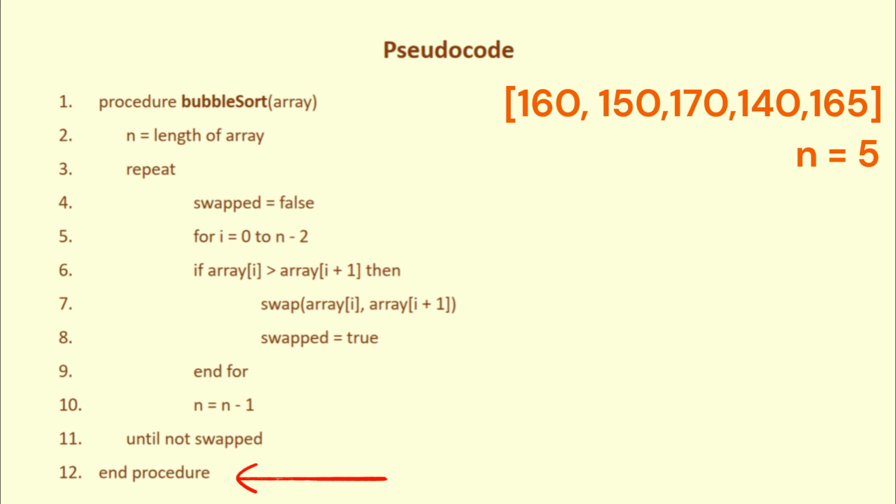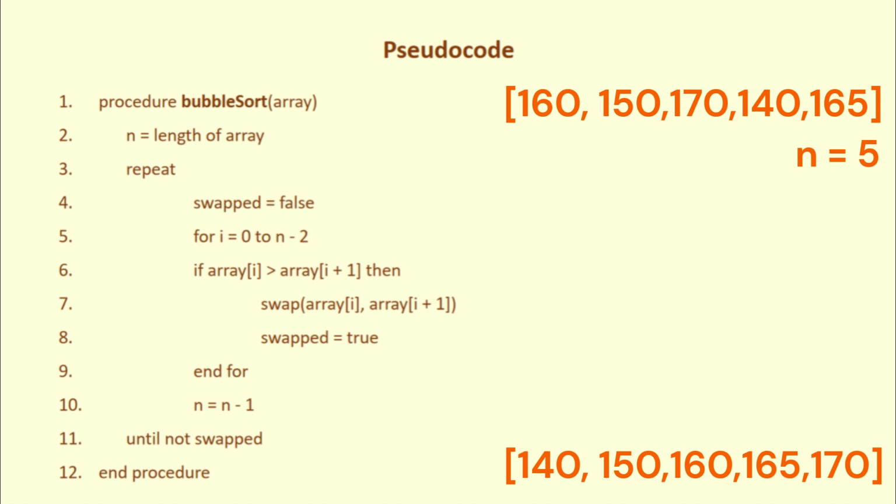So, in simple terms, bubble sort keeps going through the list, swapping numbers that are out of order, and reducing the number of elements to check with each pass. It stops when it can go through the list without making any swaps, meaning the list is fully sorted. And that's all about bubble sort.